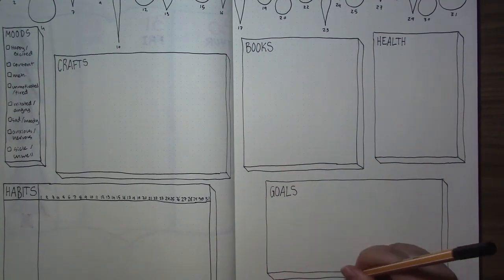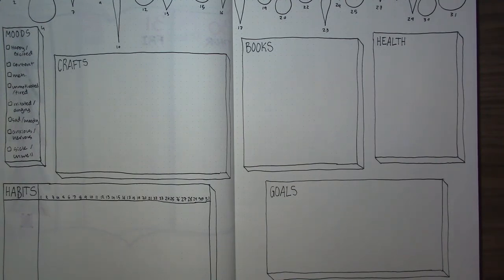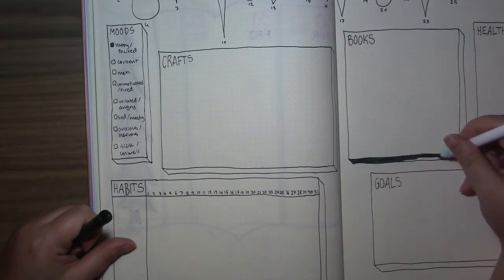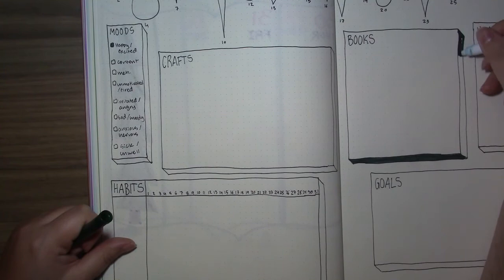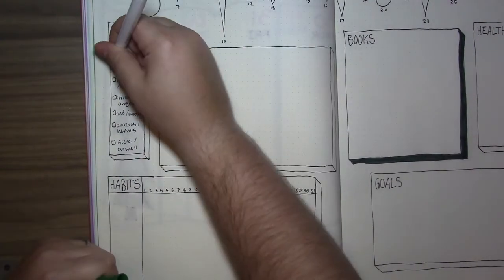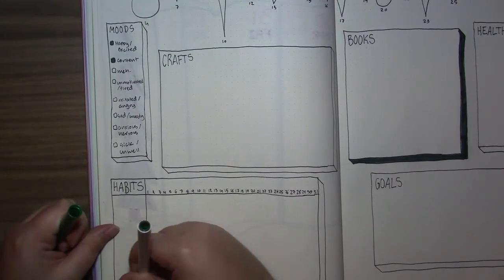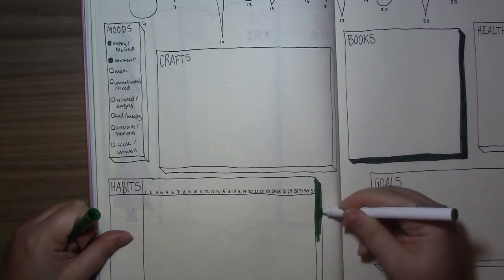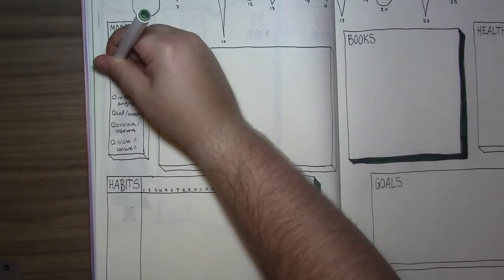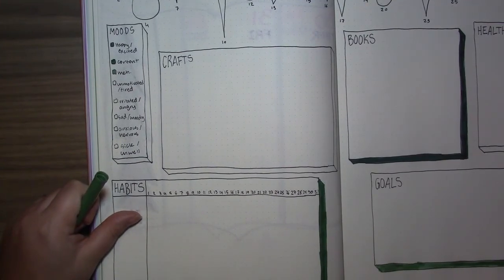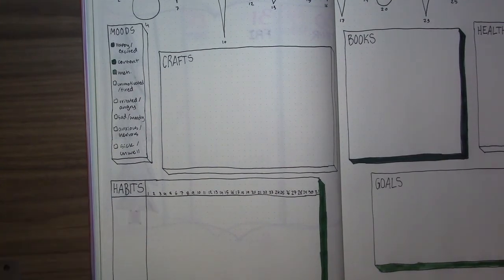I added in sections for the books I read, some health things, and also goals for the month as well. Then I went in and created my mood tracker color palette and used some of those colors as the shadow on my other tracker boxes. I really liked how this mood tracker page turned out.